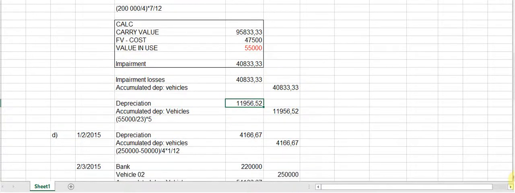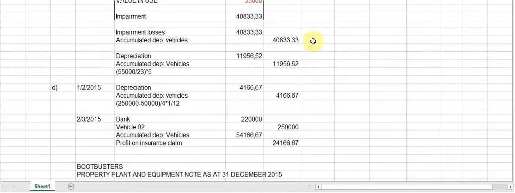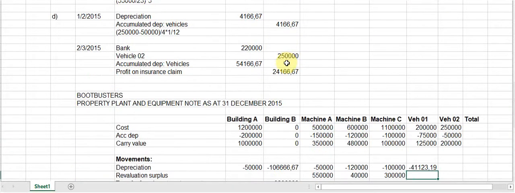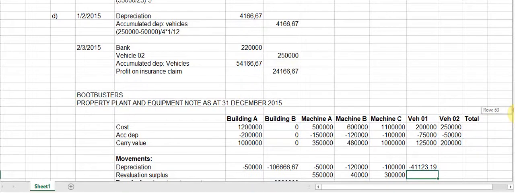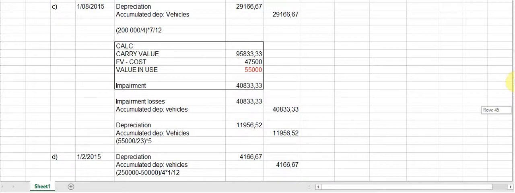So the depreciation that we are accounting for under the vehicle will then be both the two depreciations for the vehicle, before the impairment loss and also after the impairment loss, but up till the year end. So it should be thus add negative this, and that gives us 41,123. So that is then the 199 add the 29,166.